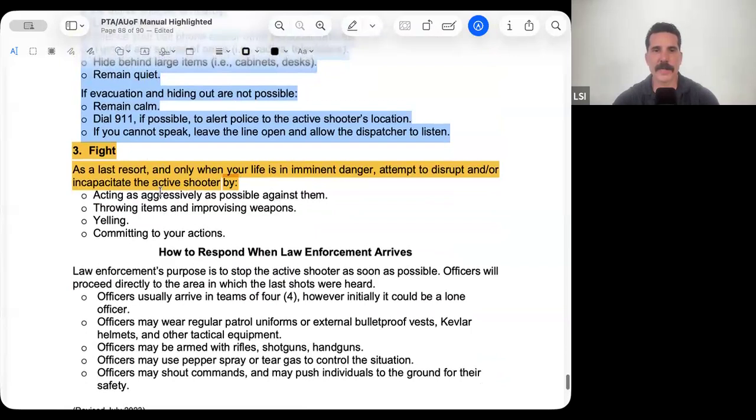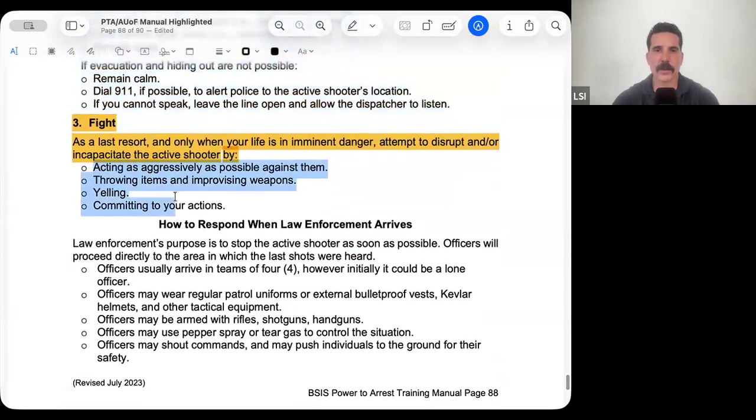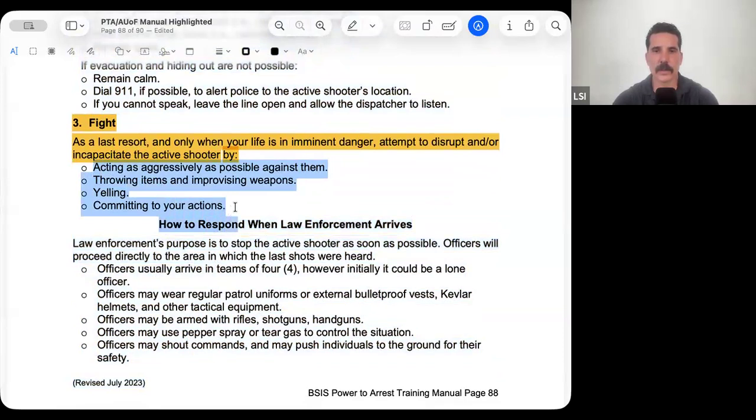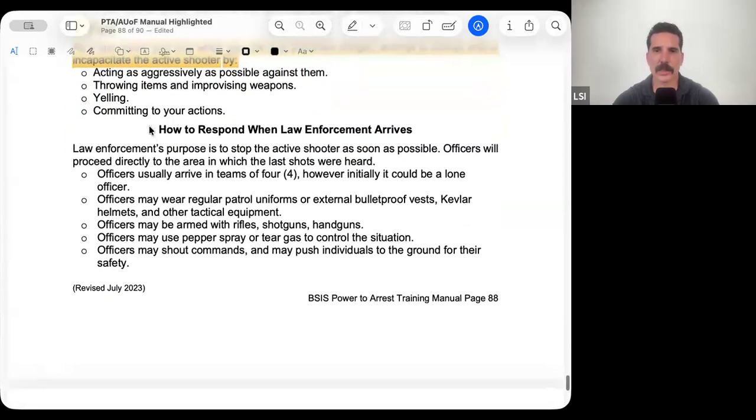All right, then under fight has the following. As a last resort and only when your life is in imminent danger, attempt to disrupt and or incapacitate the active shooter by acting as aggressively as possible against them, throwing items and improvising weapons, yelling, committing to your actions.